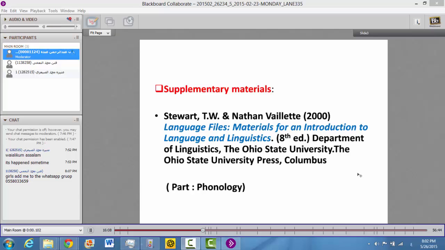So look at these two questions. Try to do them after studying the chapter, because you might also have similar questions of this type in the exam, inshallah. Now we are going to move to chapter 8, phonemic analysis.